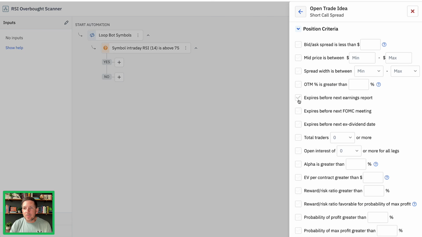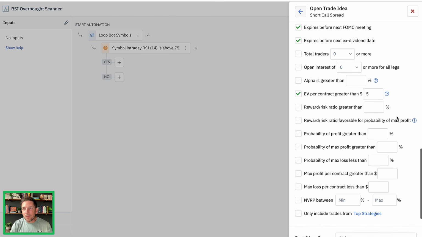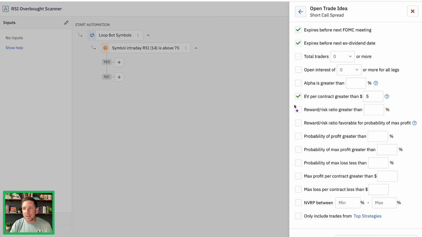You can say that the position expires before the next earnings report, no FOMC, no ex-dividend, right? Down here you can say EV per contract is greater than 5. This is a really fun one for me to do because I like doing this, where I can just program into my bot and tell it, look, don't even enter a position where the expected value is not greater than 5. I can also tell it to have favorable risk reward for that max profit.